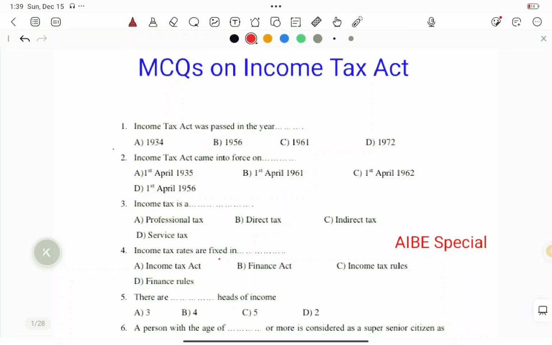Hello everyone, today we are going to solve a few most important MCQs on Income Tax Act 1961. So those who are preparing for All India Bar examination this year, this video lecture will be very helpful for you all.